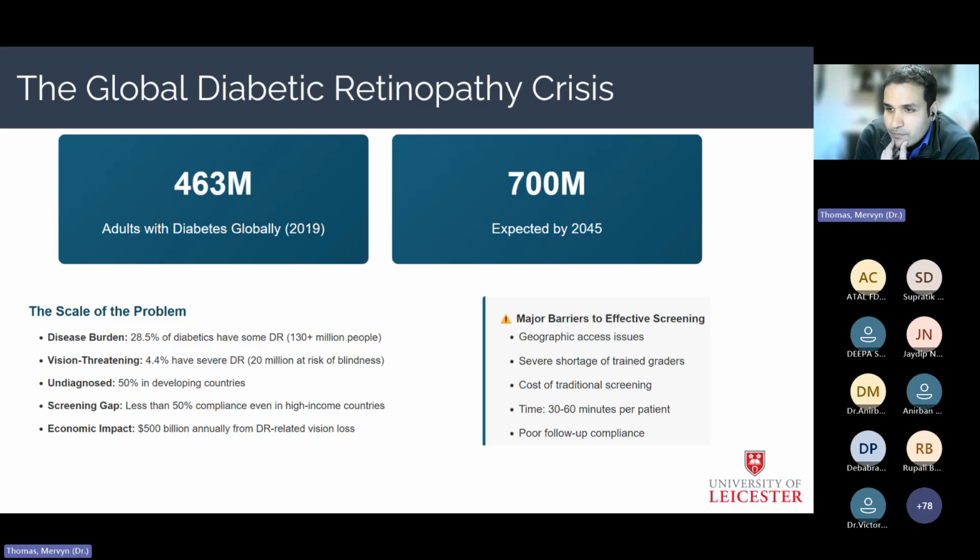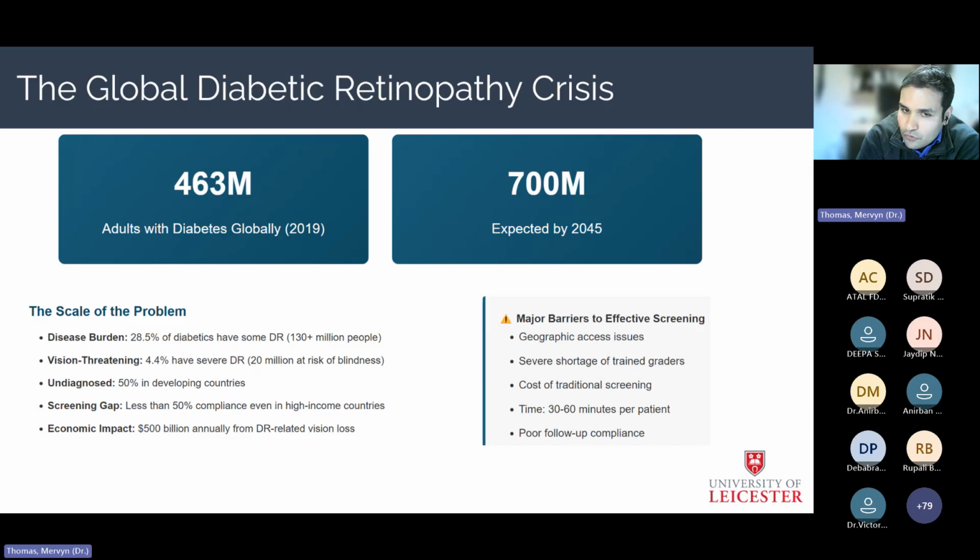It's thought to be around 463 million adults with diabetes, and this was actually back in 2019, so it's probably a lot more now. And this is projected to reach 700 million by 2045. And of these, 28.5% of diabetics have some form of diabetic retinopathy. So that's more than 130 million people.